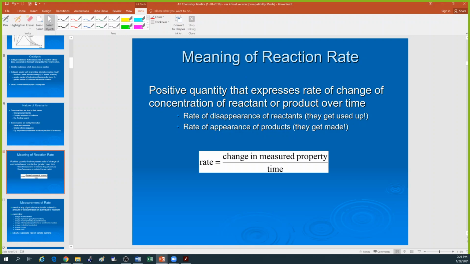Usually, as the definition says here, we're going to do it in terms of the reactants. Most of the time we're going to monitor reactant concentrations and watch them disappear. Sometimes that's hard to do. It's easier to monitor a product, so we might watch how fast the product appears. But in either case, there's a way to relate those, and that's what we're going to show.